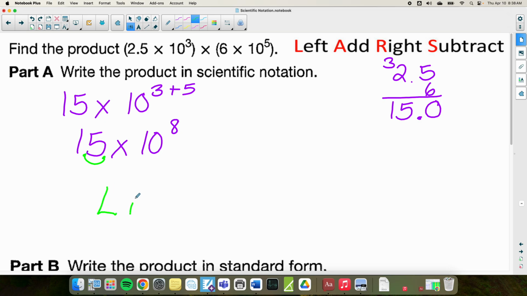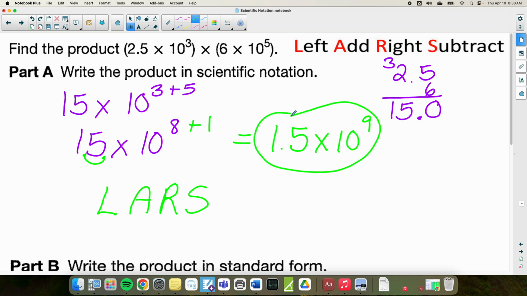Do you guys agree I have to take it and move it one place over? And remember, left, add, right, subtract. I moved it one place to the left, so do you get I have to add 1? Okay, so this would be 1.5 times 10 to the 9th. Everybody understand that? So you have to remember this. If you move your decimal to the left, add. If you move it to the right, subtract.